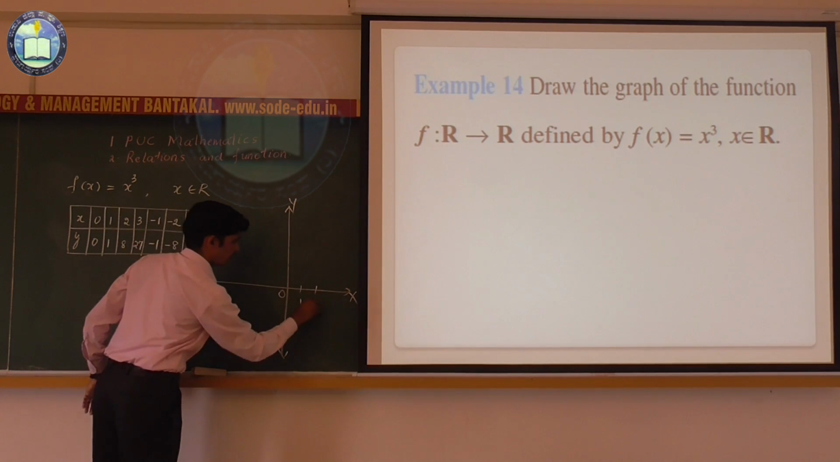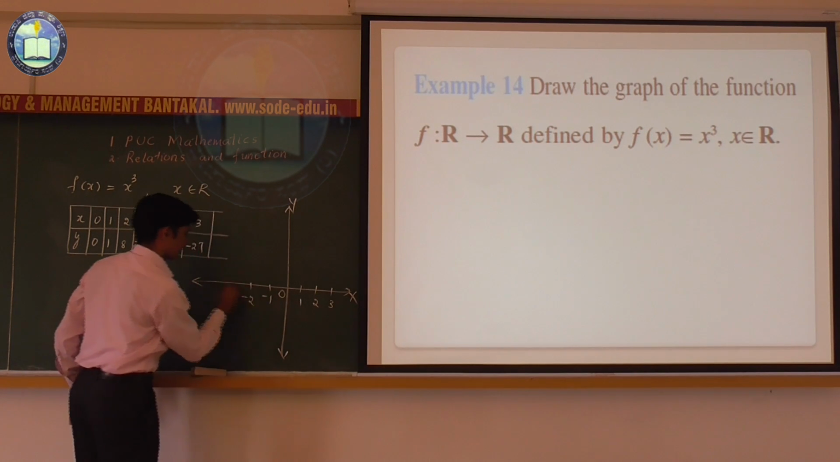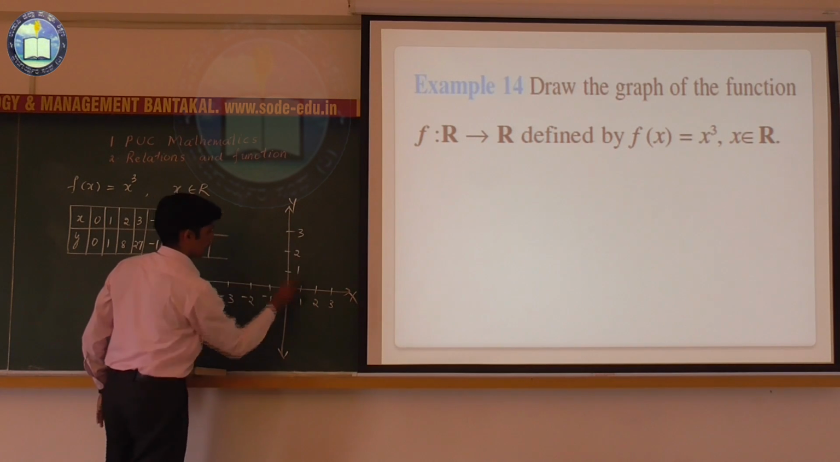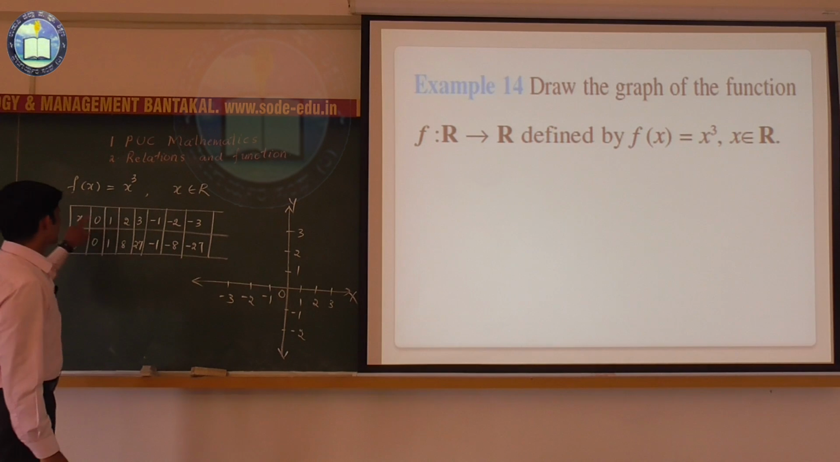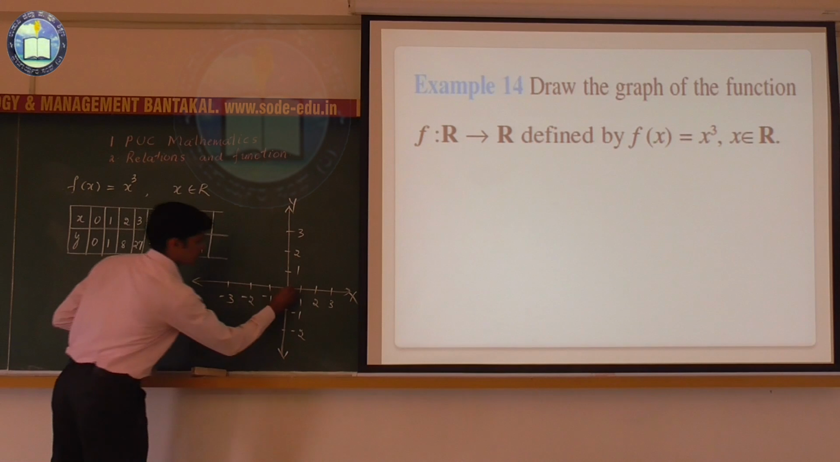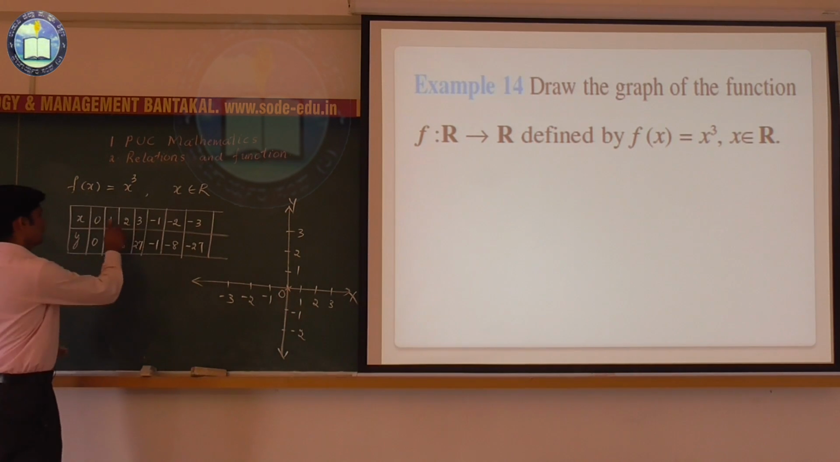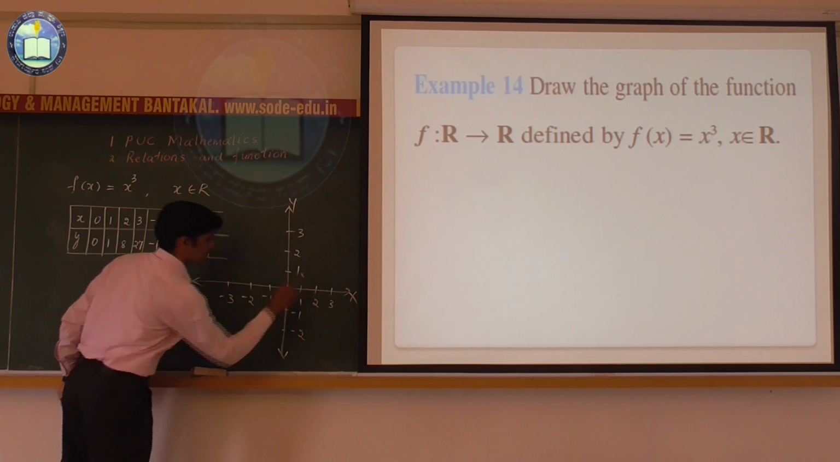here we have integral points on the x-axis and the integral points on the y-axis. When we give x equal to 0, y is also 0. Therefore, 0, 0 is a point on the graph. Next, when we give x equal to 1, y is equal to 1. So 1, 1 is a point on the graph.